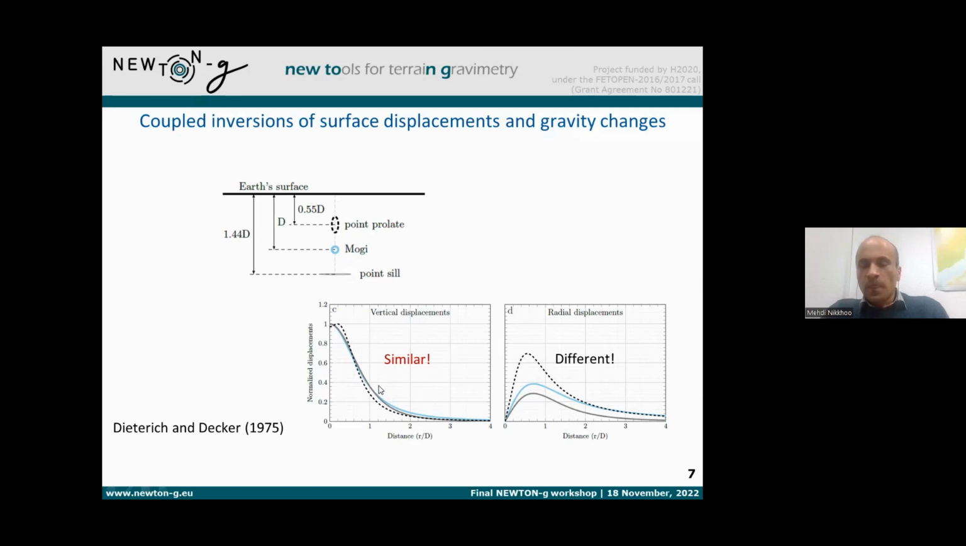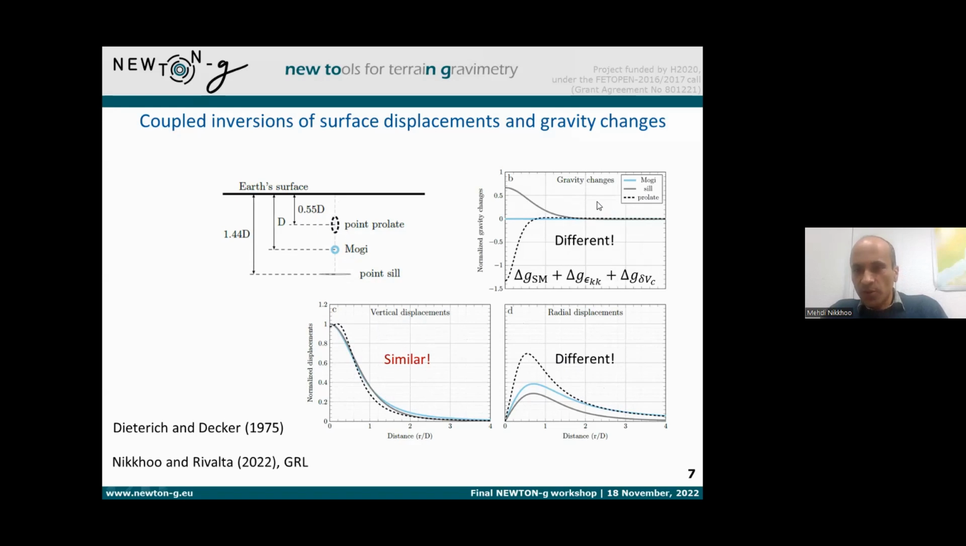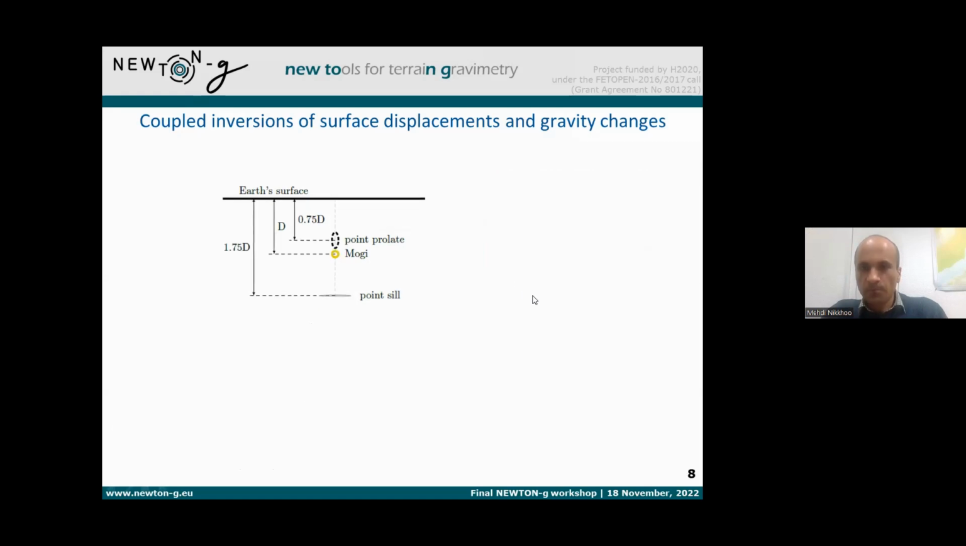So if we look at the radial displacements caused by these sources, we see that they are completely different. The conclusion was that in order to constrain the source geometry and source depth, we need both vertical and horizontal displacements. If we look at the deformation-induced gravity changes caused by these sources, we see that they are completely unique. And this tells us that we can use gravity data to infer the source depth and the source geometry, because the gravity data also provide information on these deformation source parameters.